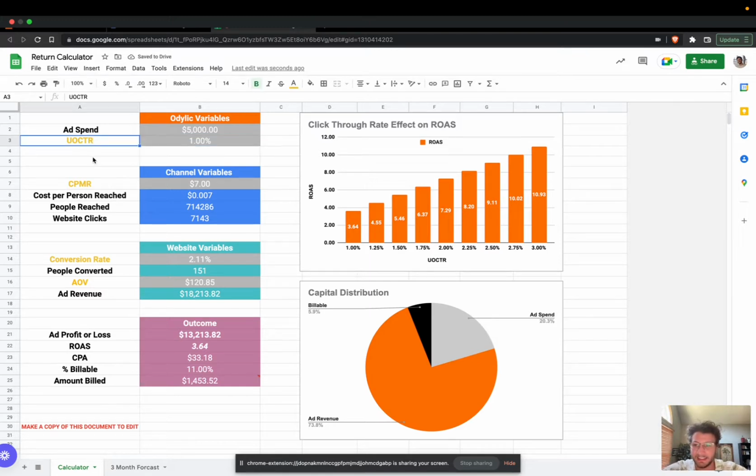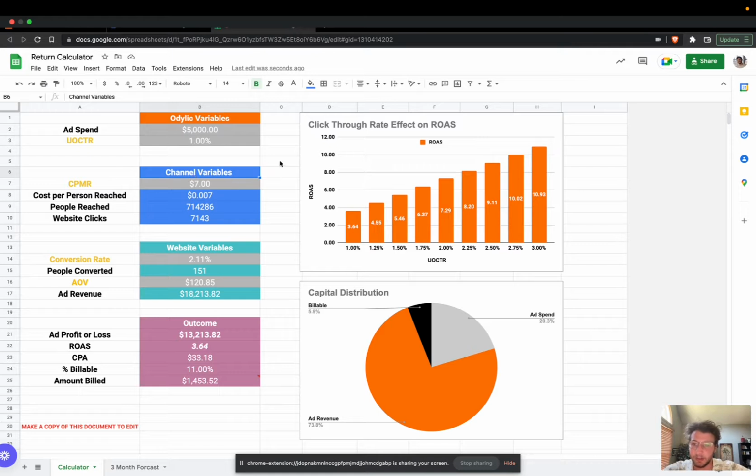Second variable is unique outbound click-through rate. This is the percent of people that actually click on your ad to go to the website. Any ad platform will have this number: Google, Facebook, Instagram, Pinterest, TikTok. And it depends on the platform what number you want. For TikTok, which is what I'm doing here as an example, 1% is good. That is considered a solid outbound click through rate. For Facebook, it's closer to 2 to 3%. That's usually what a good outbound click through rate is. All right. So 1% as an example here. We'll just put that in.